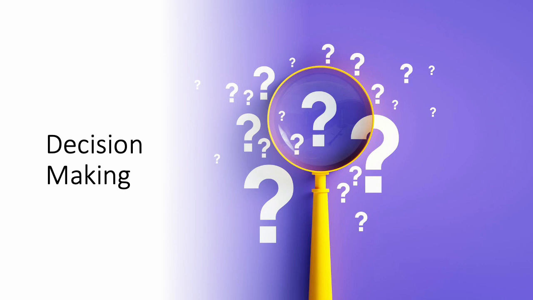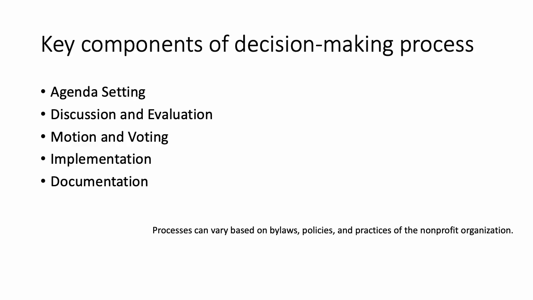First part, decision-making. Key components of the decision-making process include agenda setting, discussion and evaluation, motion and voting, implementation, and documentation. Note that the processes can vary based on bylaws, policies, and practices of the individual nonprofit organization.